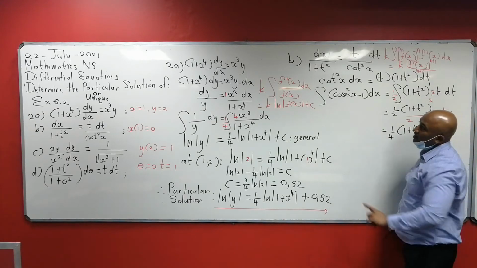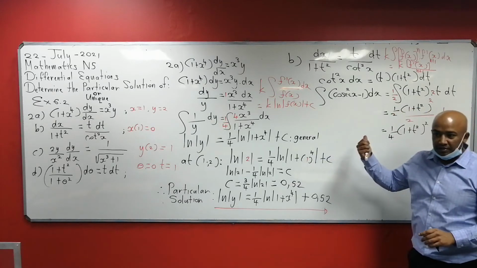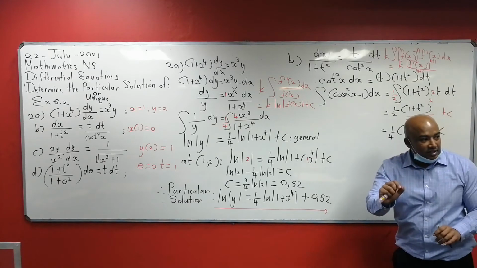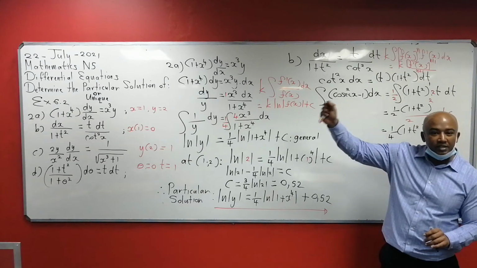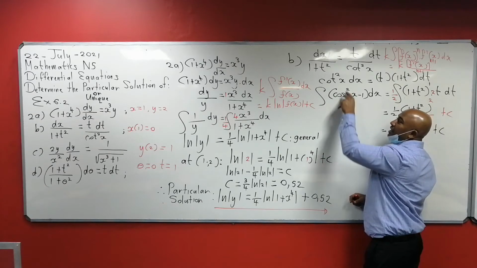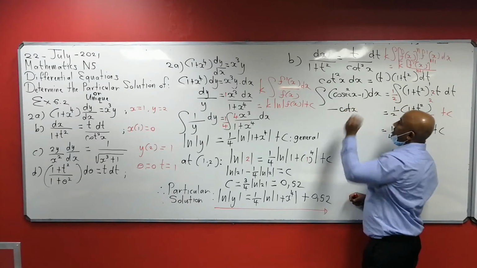Right, but let's look at the left-hand side. Now, what did you differentiate that gave you cosec squared? You need to know your differentiation. The derivative of cot is negative cosec squared. But this is not a negative, this is a positive, so when you integrate cosec squared, the answer will be minus cot x.